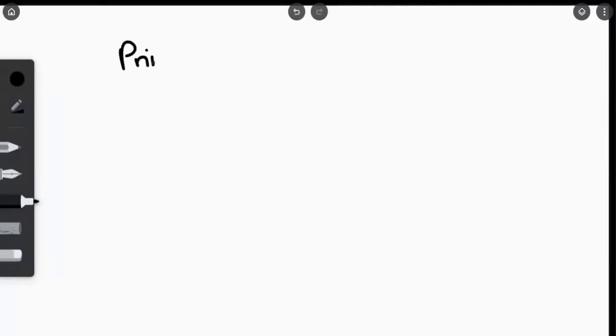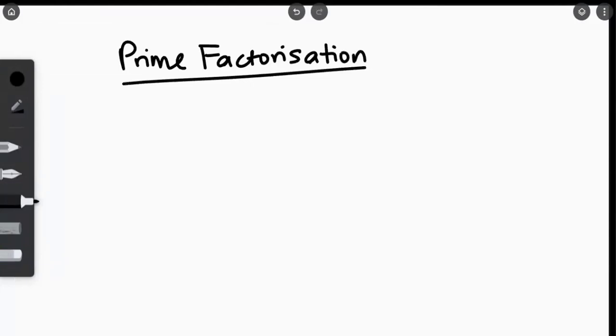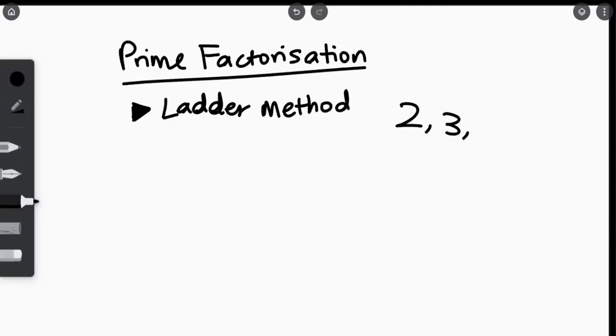So, prime factorization. For prime factorization, there's only one method to do it. I will call this the ladder method. Prime factorization means you can only divide by these few numbers: 2, 3, 5, and 7. Then you get your answer from there.